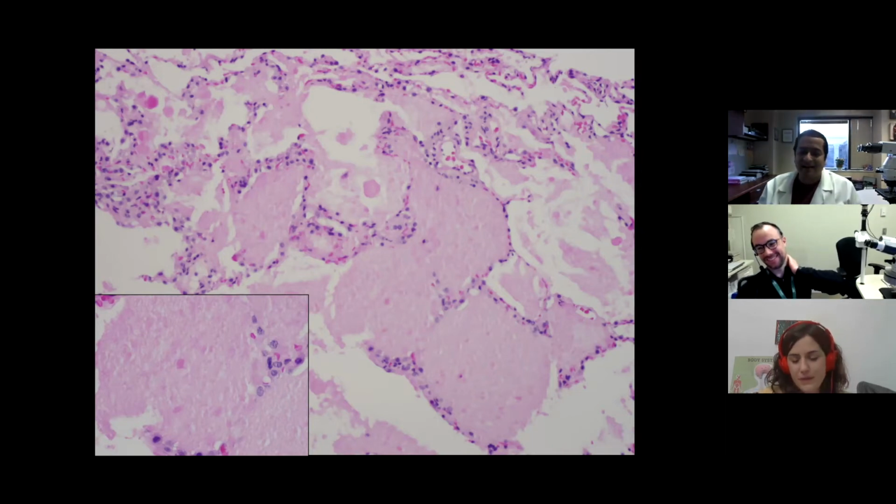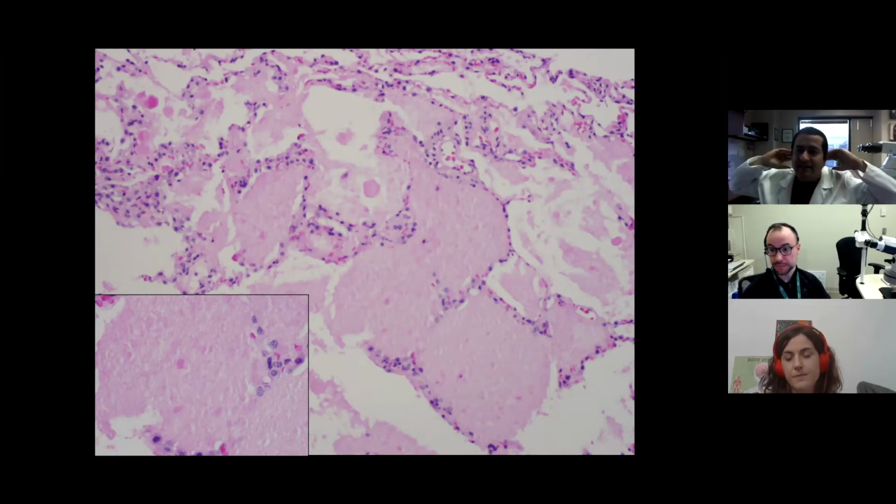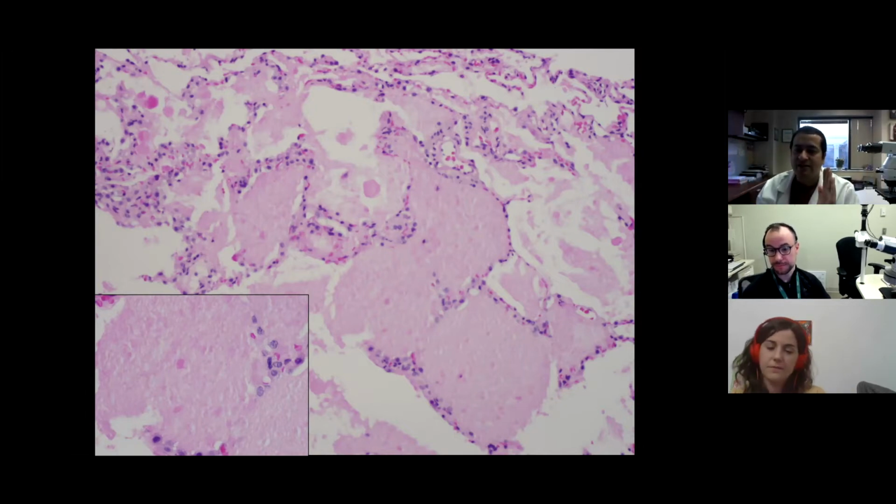Exactly right. So maybe it's useful for trainees to discuss why this is not PCP, because we saw some examples of pneumocystis, right? And I think that has a similar morphologic appearance. Or edema. Yeah. So that's really the differential. Is this edema, or is this alveolar proteinosis, or is this pneumocystis?